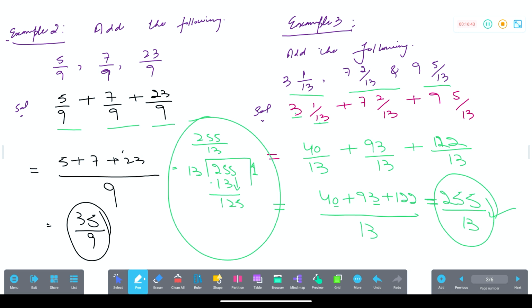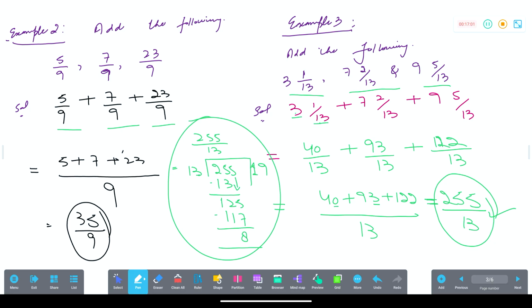Now 13 into 9 is 117. Because if we do 13 into 10, that will be bigger than 125. Now 5 minus 7 is not possible. Borrow 1. 15 minus 7 is 8. We are left with 1 here. 1 minus 1 is 0. 1 minus 1 is 0. No need to write. So I have done the division.